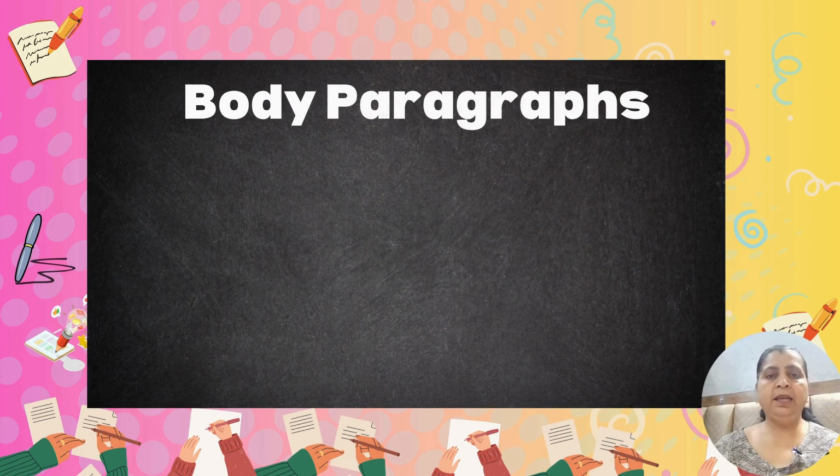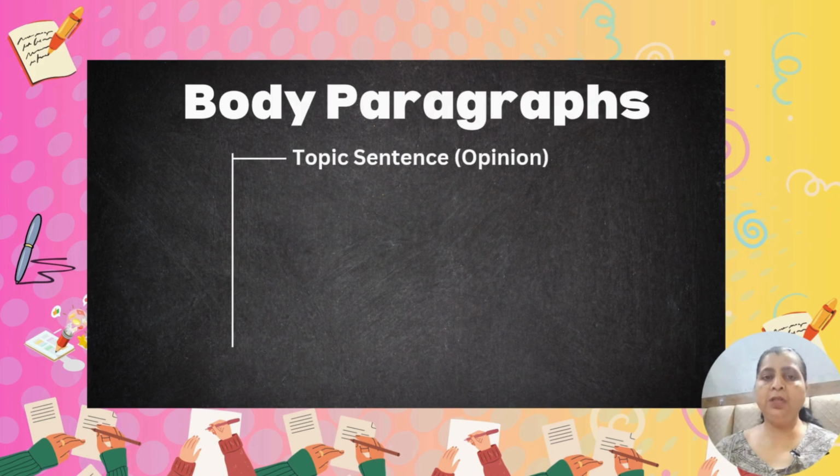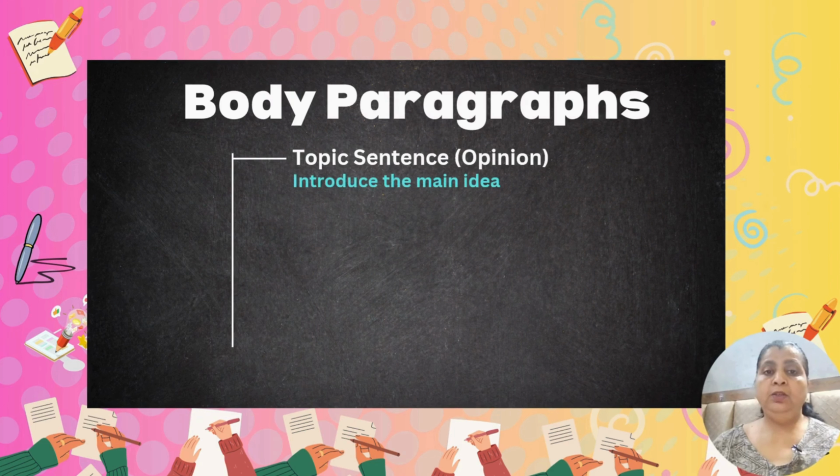Okay, let us understand how a paragraph should be written. It should consist of a topic sentence. It can be your opinion. You should be introducing the main idea on which your opinion is based. Okay. It can even start with a hook, a question, a quotation, a story.